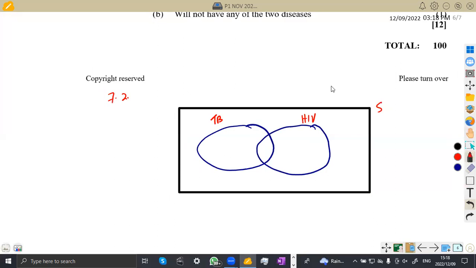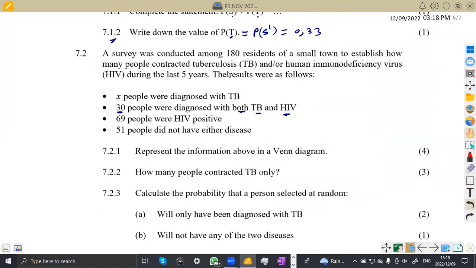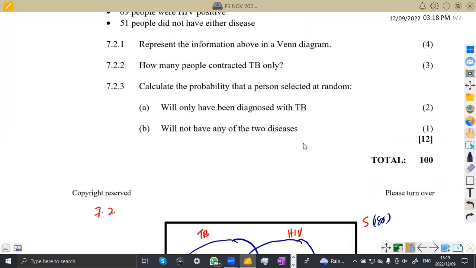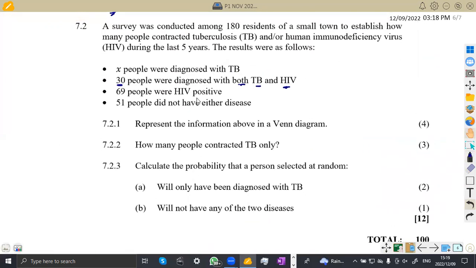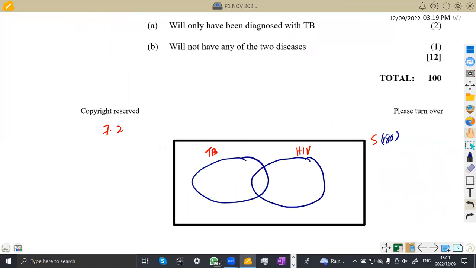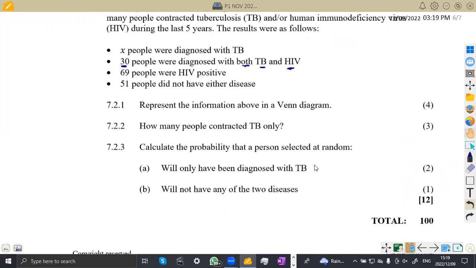So let's insert the values and see what we have. In the sample space, we've got the total number of people, which is 180 residents, maybe people in a certain town. Then we are given that X people were diagnosed with TB. So TB, that's X in place of TB. The whole of TB here is X. All right. Then take note, this is not given as TB only.